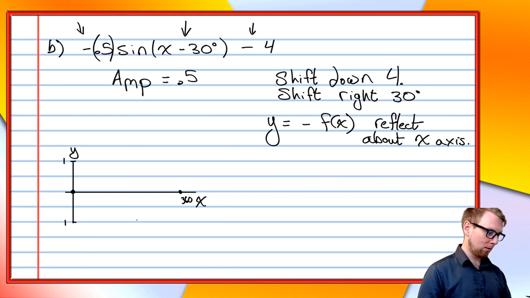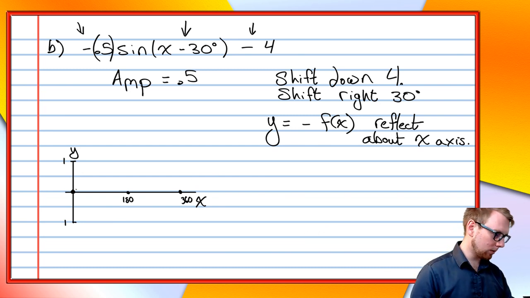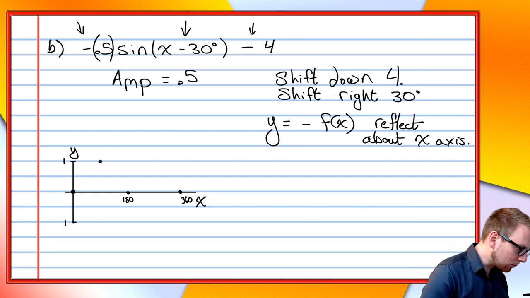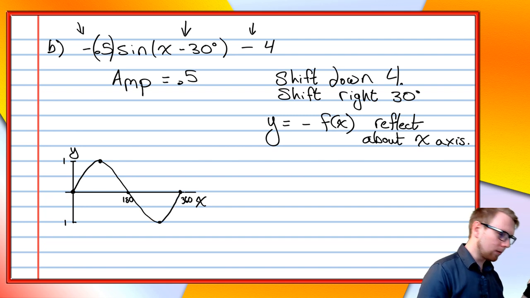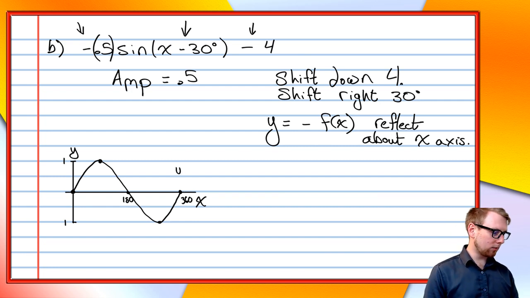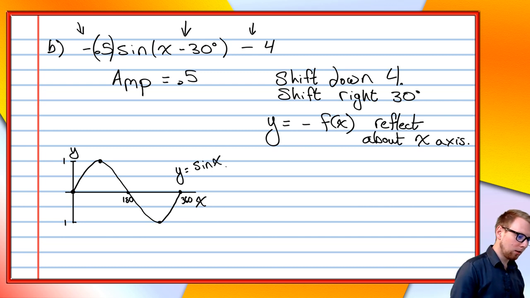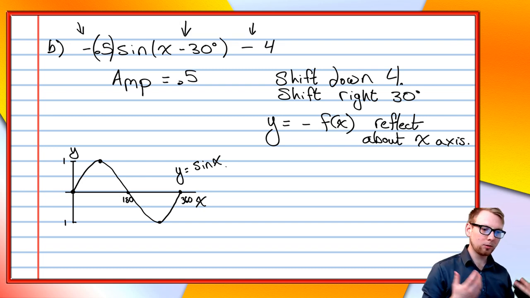Okay? There's 180. There we go. So there's our basic sine graph, y equals sine x. Now, how do we draw with all the changes on it? Which one do you want to start with first?